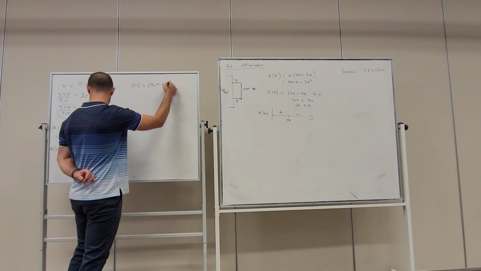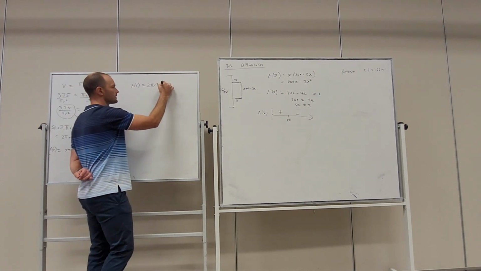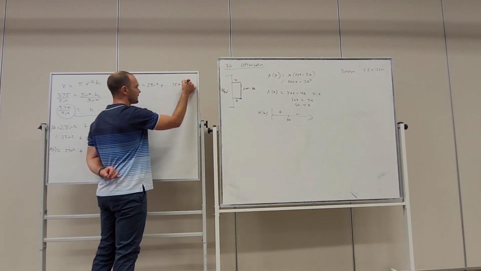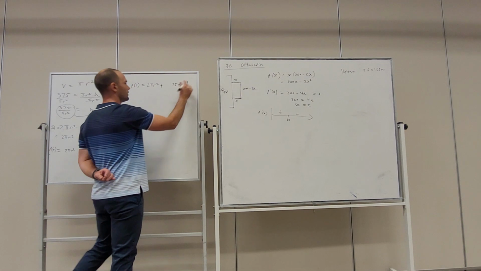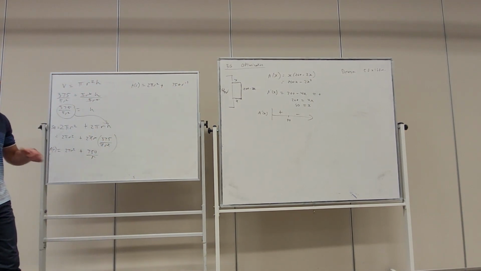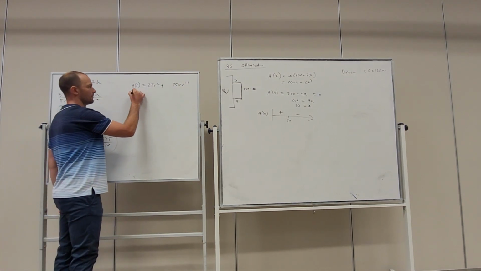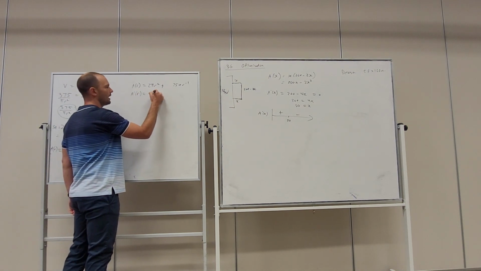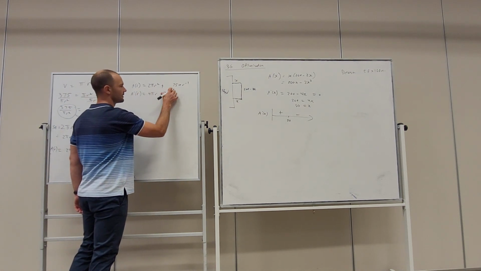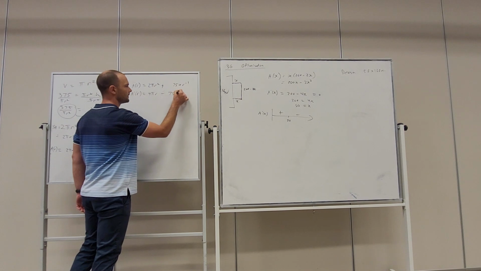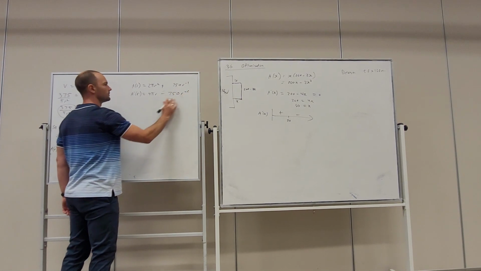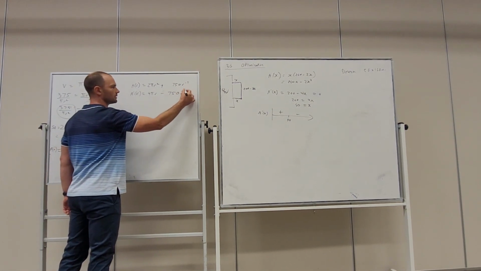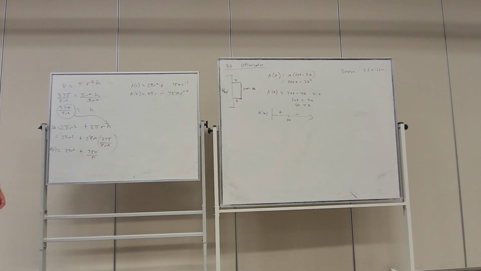in a manner ready for us to differentiate. 2 pi r squared plus 750 r to the negative 1. Okay, we'll take the r to the top, and now we can differentiate it in one step. We're differentiating with regards to r. We have 4 pi r minus 750 r to the minus 2. All right, so that's our derivative function.